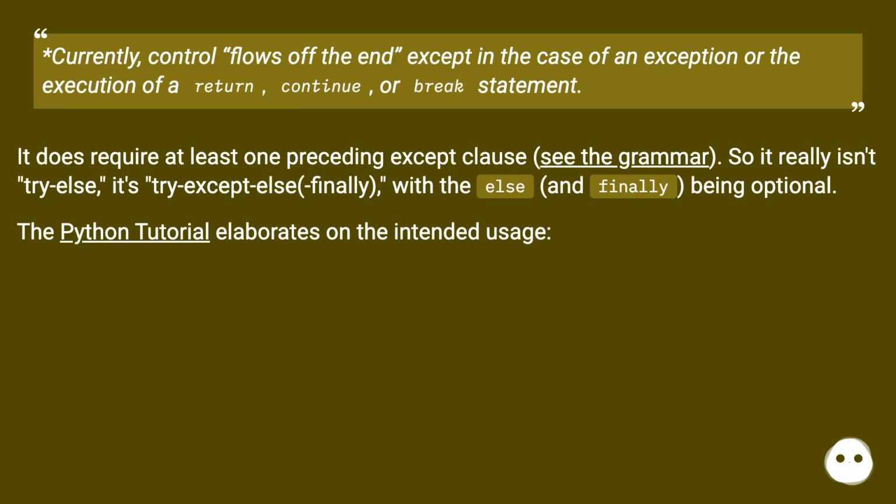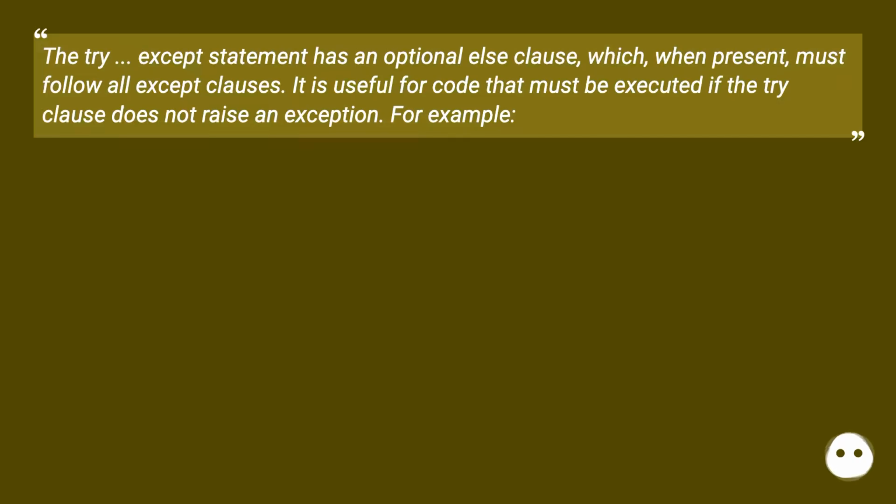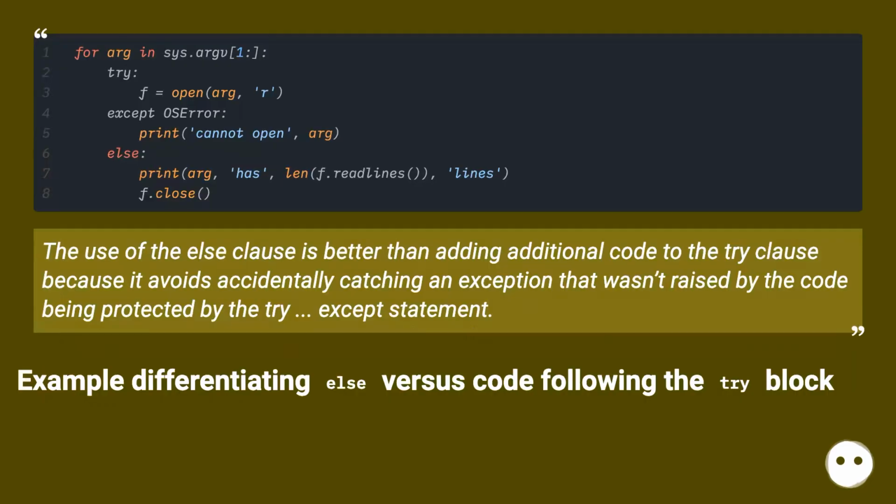The Python tutorial elaborates on the intended usage. The try except statement has an optional else clause, which, when present, must follow all except clauses. It is useful for code that must be executed if the try clause does not raise an exception. For example, the use of the else clause is better than adding additional code to the try clause because it avoids accidentally catching an exception that wasn't raised by the code being protected by the try except statement.